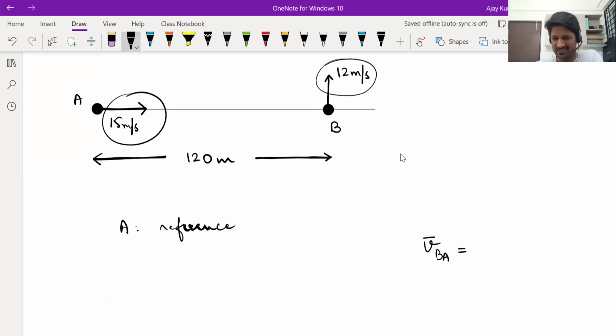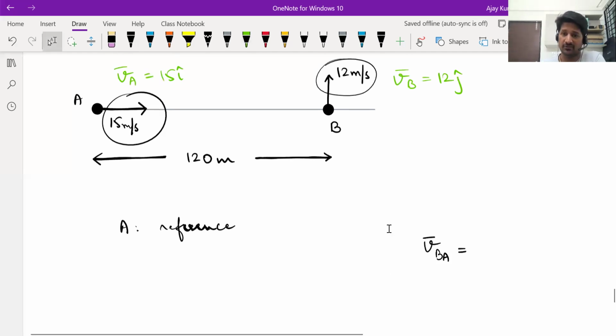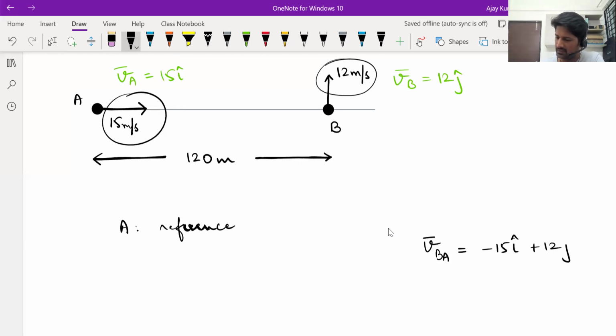Okay, you just did 12 minus 15. No. Velocity is a vector quantity. You have to assign direction. So Nishita, tell me, what is the actual velocity of A? 15 i cap. And actual velocity of B is 12 j cap. Now subtract them. What is VB minus VA? 12 j cap minus 15 i cap. Okay, so minus 15 i cap plus 12 j cap. That is velocity of B relative to A.